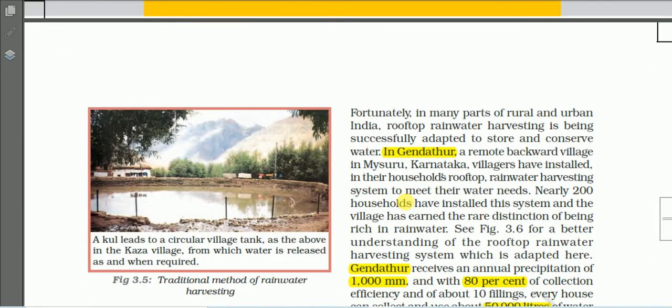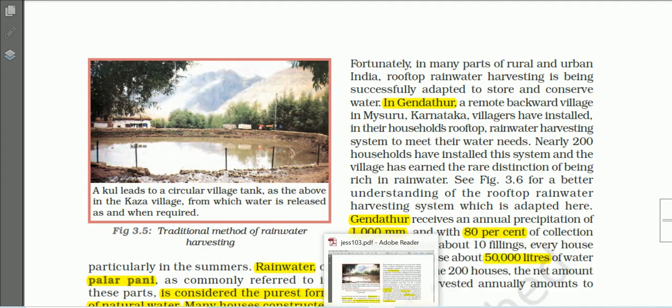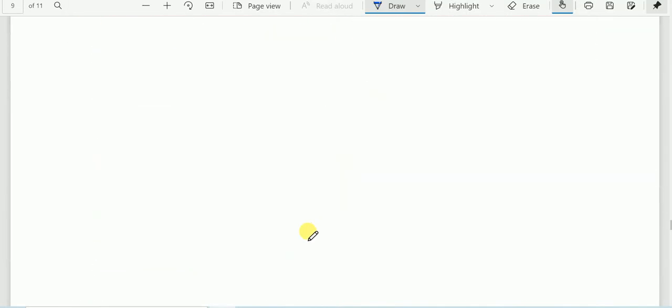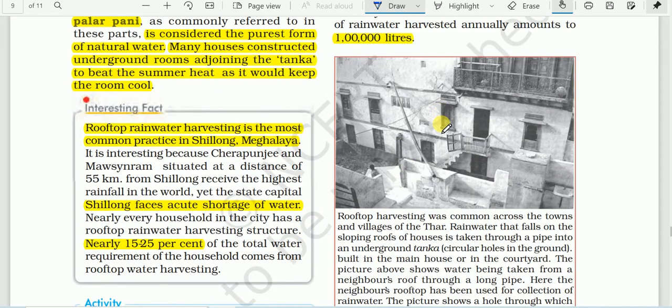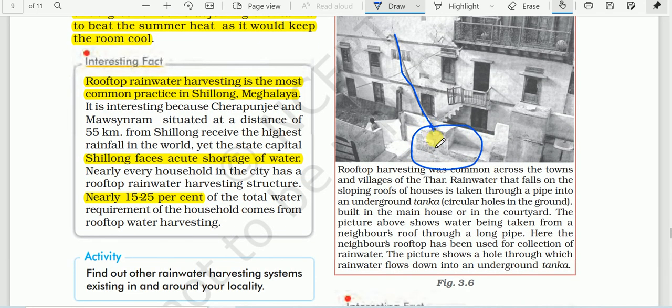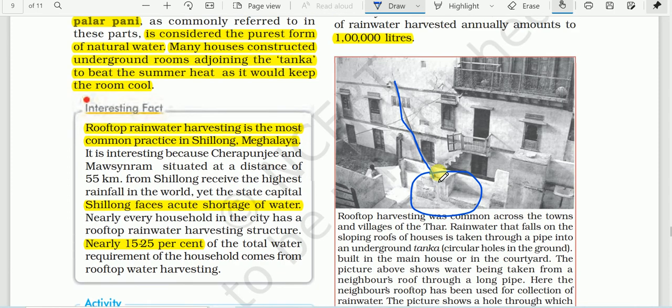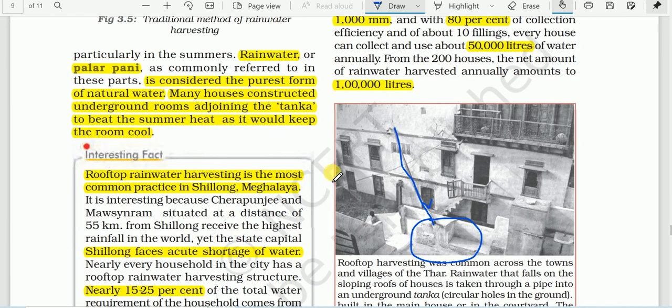And just see here how these Rajasthani people collect. Actually, in this case, rainwater is collected from the neighboring house. So this is the PVC pipe, and they are keeping this tanka here in the courtyard, and water is collected using this PVC pipe. So in this way, these Rajasthani people are collecting this rainwater.